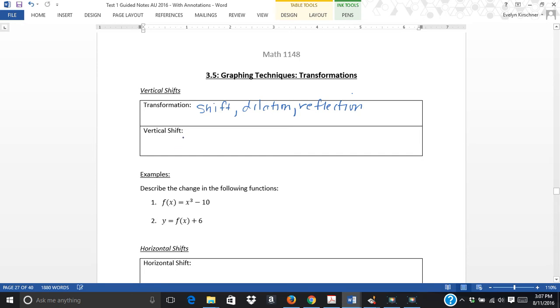So what I want you to do is, on your calculator, take a minute, I want you to graph the functions x squared plus 2, and x squared minus 2. Go ahead, pause, and see what you find.